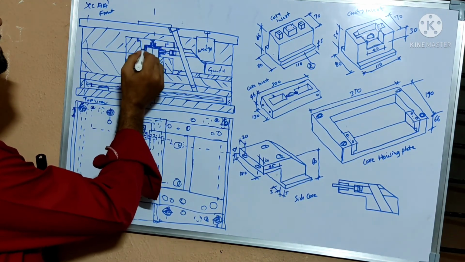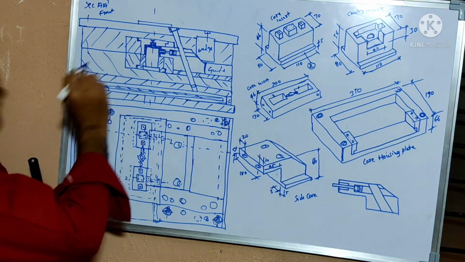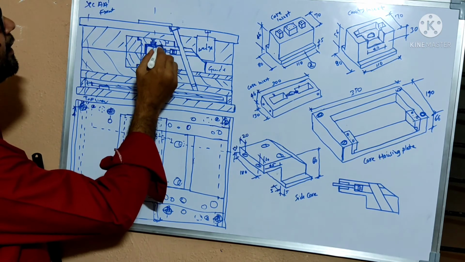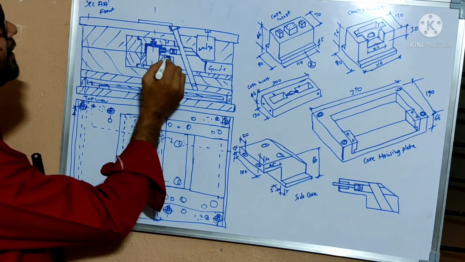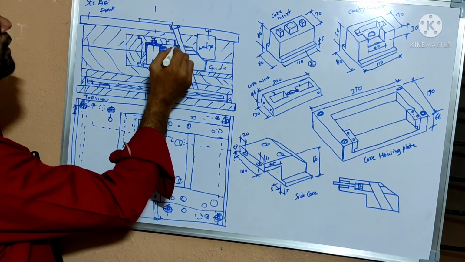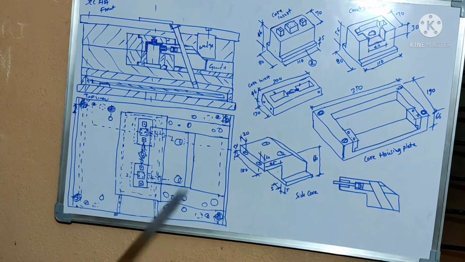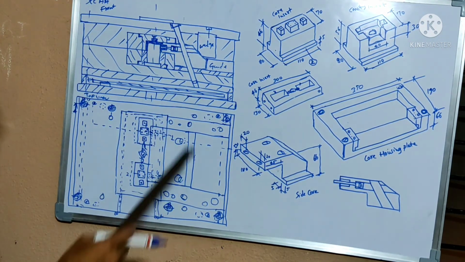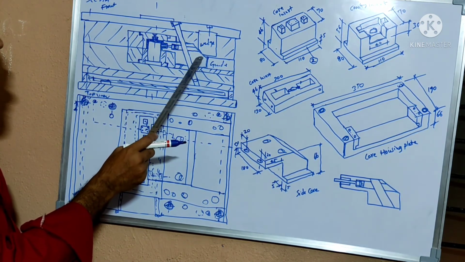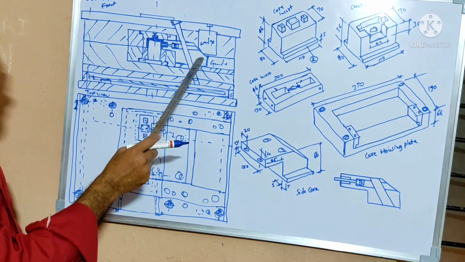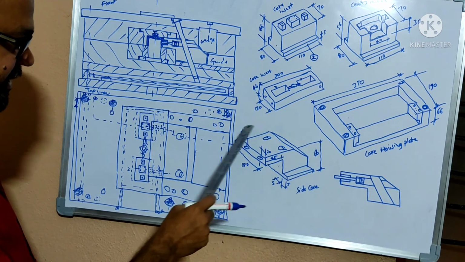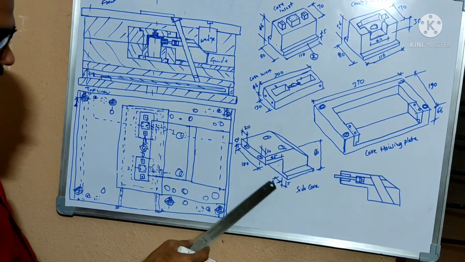You are observing, this is the main cavity insert, and this one is the cavity insert, and the thing here you are observing is the side core. The side core movement is actuated by the finger cam. You are observing this one. I had given the side core isometric view for your reference.